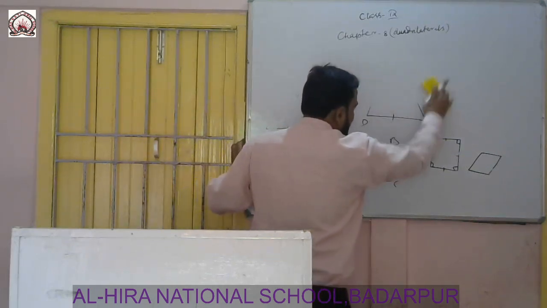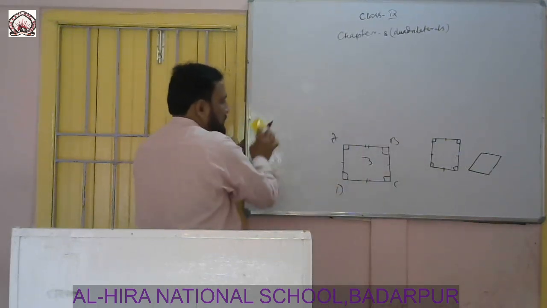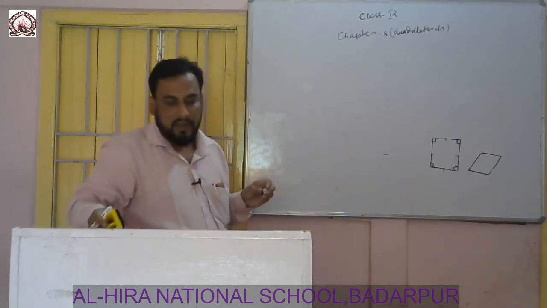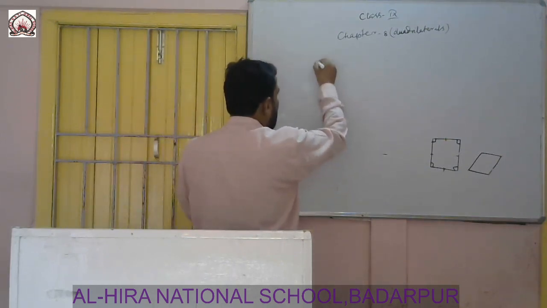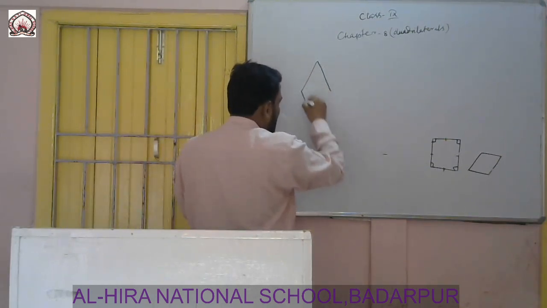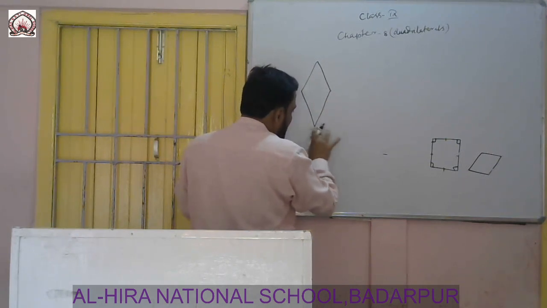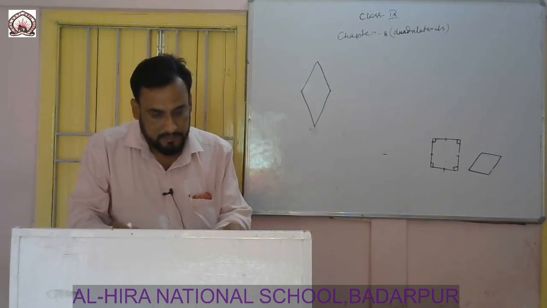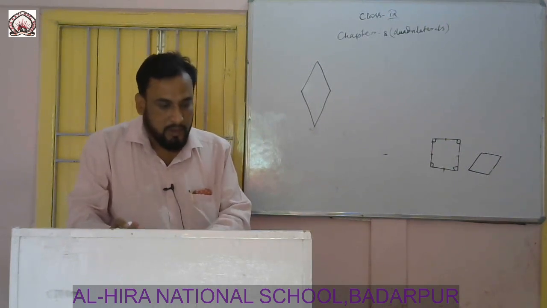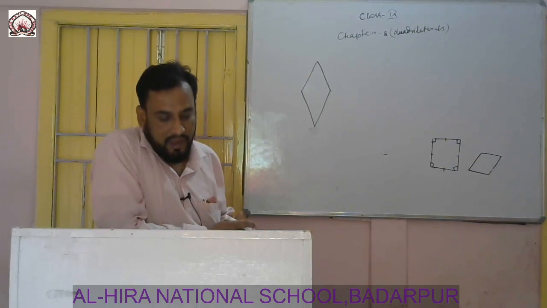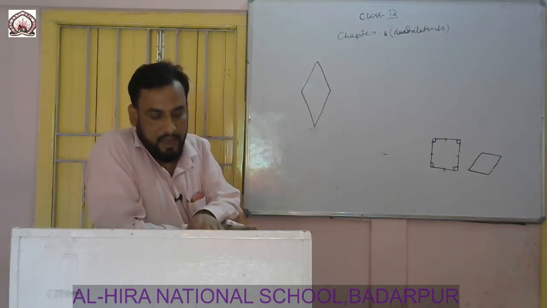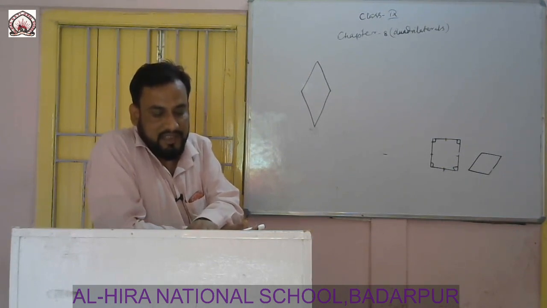Sixth one is kite, which is like a trapezium but not a trapezium. Kite, in the book, page number 160, figure number 8.5, Roman 6. You see, ABCD is a kite.